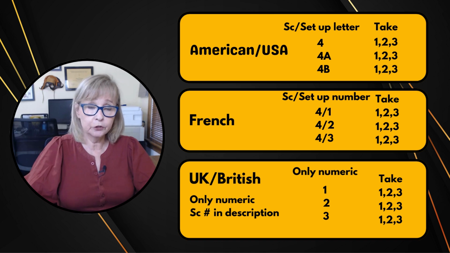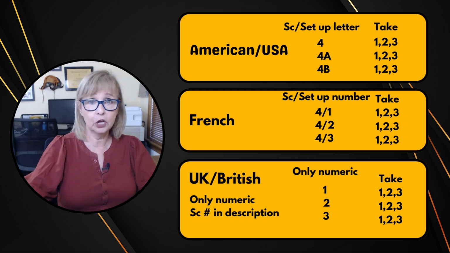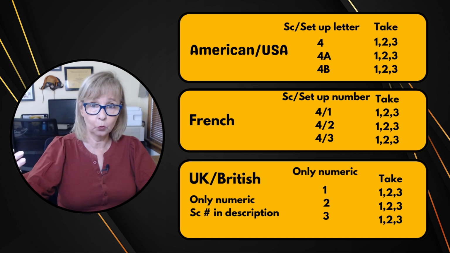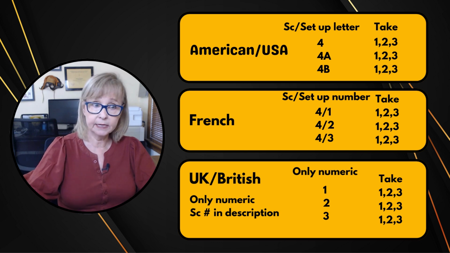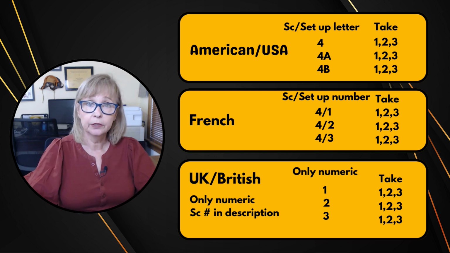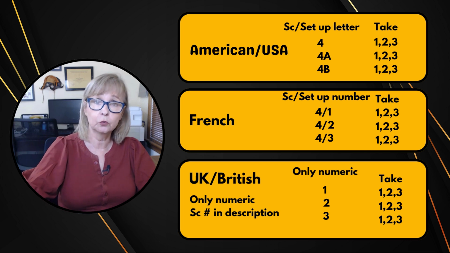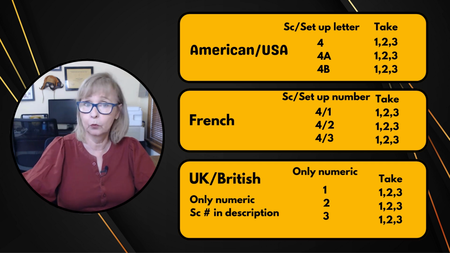The UK version is numeric only. There are no letters, no slashes, no anything. So basically the first shot of the day is going to be shot 1, and then take 1, 2, 3. Shot 2 is going to be the next setup, take 1, 2, 3. Shot 3 is going to be the next setup, and that's take 1, 2, 3. You're going to put your scene number in the description. So when you have the British version, your scene number goes in the description, so it knows what shot that is.